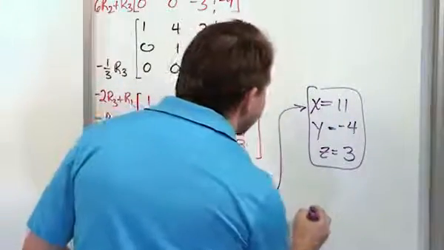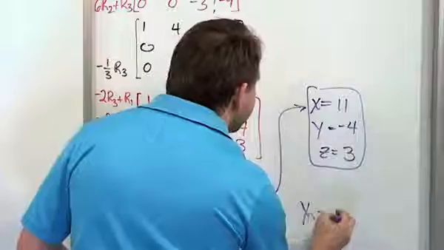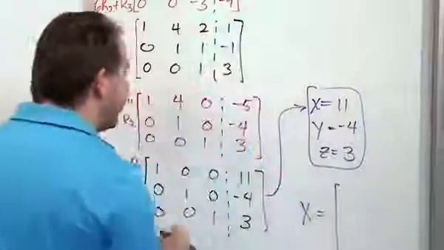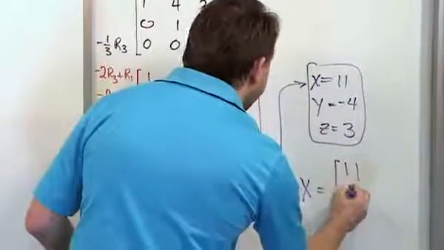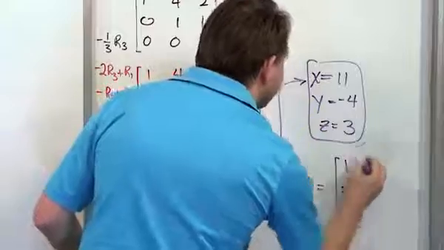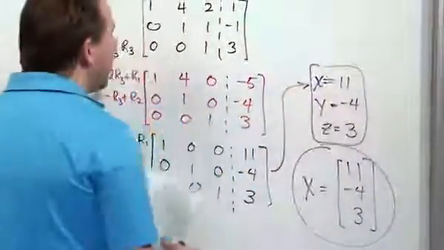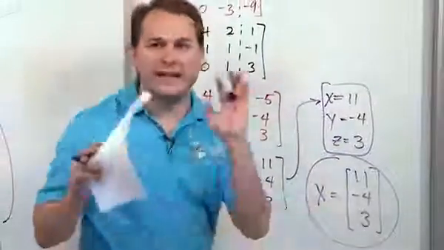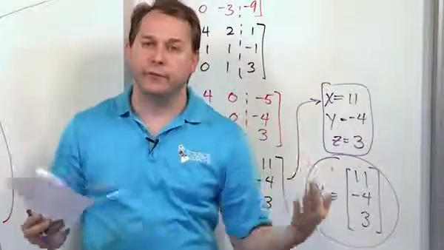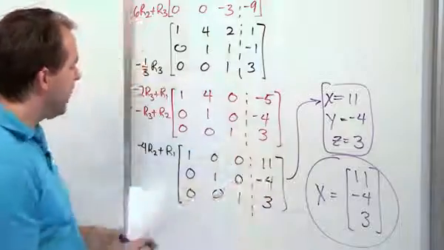So I could circle these and say these are my values, or if I want to use matrix algebra notation, I could say capital X is a matrix or a column vector, which would be 11, negative 4, and 3. These are two different ways of representing the same exact thing. I can write x, y, z, or I can say my unknown was capital X, which contained 3 values, and it's equal to that.